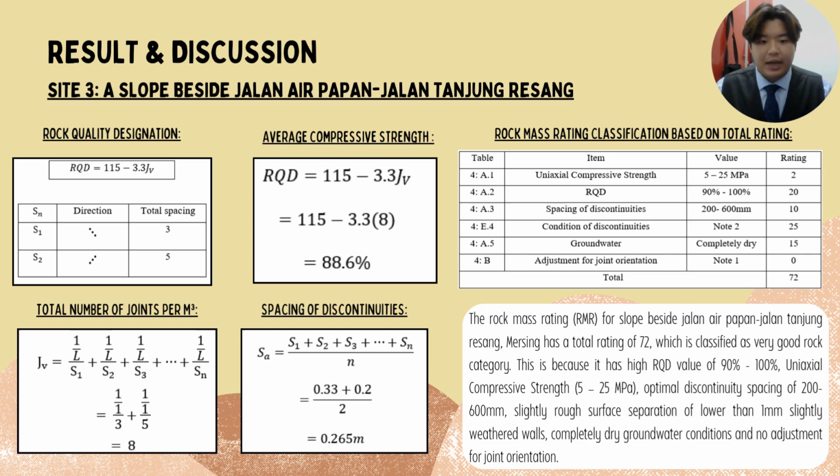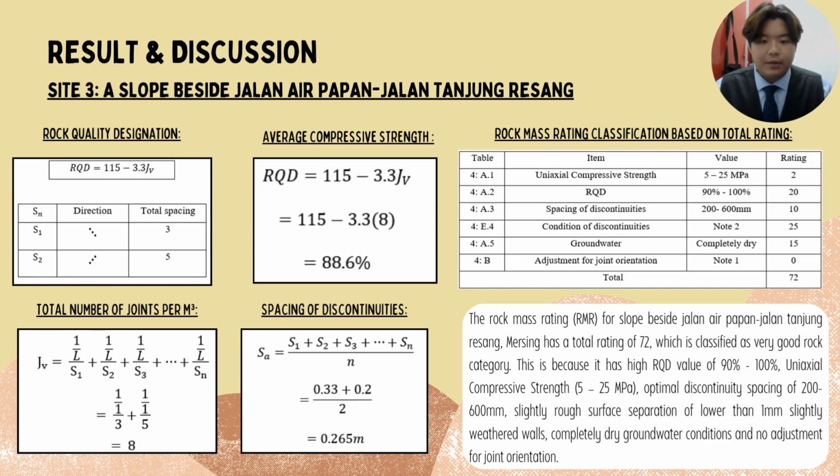The rock mass rating, RMR, for the slope beside Jalan Air Papan to Jalan Tanjung Resang has a total rating of 72, which is classified as a very good rock category. This is because it has a high RQD value of 90% to 100%.